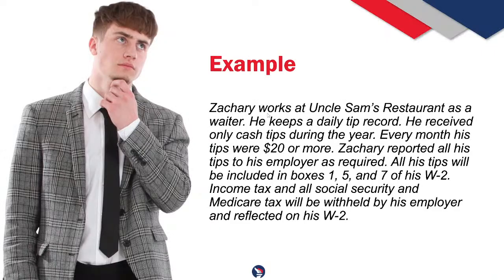So Zach here works at Uncle Sam's restaurant as a waiter and keeps a daily tip record. He received only cash tips during the year. Every month his tips were $20 or more. Zach reported all his tips to his employer as required. All his tips will be recorded in boxes 1, 5, and 7 of his W-2. Income tax, and also Social Security and Medicare taxes, will be withheld by his employer, and that also will be reflected on his W-2.